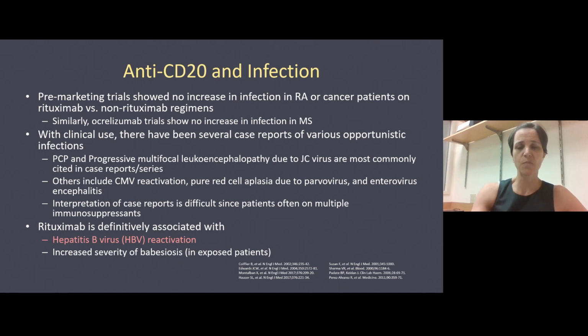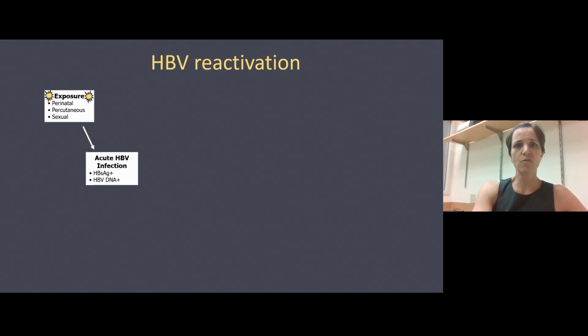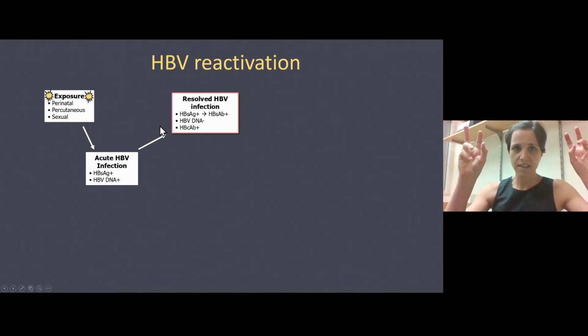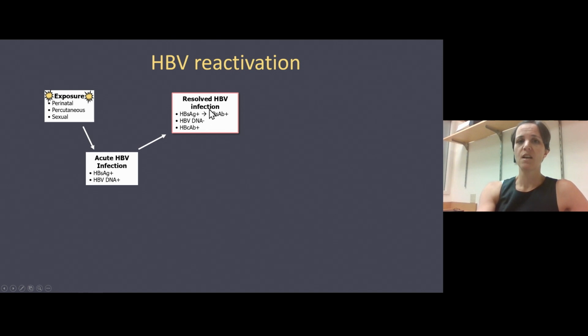I'm going to talk about hepatitis B because I think that's the most important. So in order to have hepatitis B reactivation, first you have to be exposed to hepatitis B. That can happen perinatally, percutaneously, or sexually. You'll go on to develop an acute hepatitis B infection, which means you become surface antigen positive and your DNA becomes positive. So if you're an adult when you get it, about 90% of the time, or maybe more, you will resolve, and I say that in air quotes, your hepatitis B infection, meaning you become surface antibody positive, your DNA becomes undetectable, and you develop this core IgG that is a marker that you had natural infection.